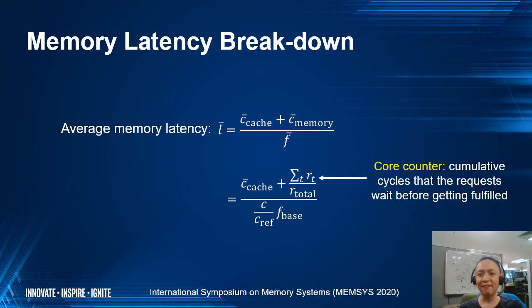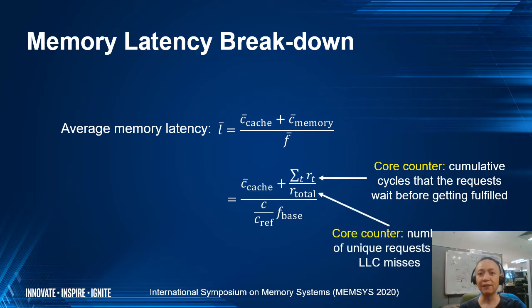To calculate the average cycles spent in memory access, we divide the cumulative cycles that the requests with LLCC MEMSYS wait before getting fulfilled by the number of unique requests with LLC MEMSYS. There are 4 counters used in the estimation. Since all of them are core counters, we are able to attribute the estimation to the time period that threads of an application are scheduled to run on those cores. In this way, the memory latency estimated is at the level of that application.